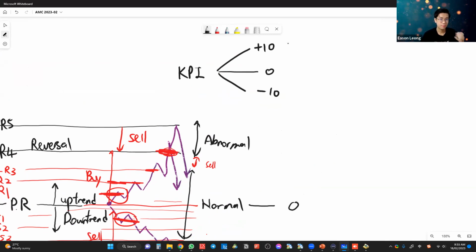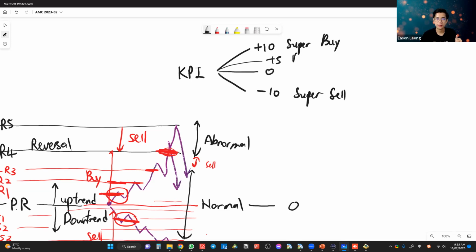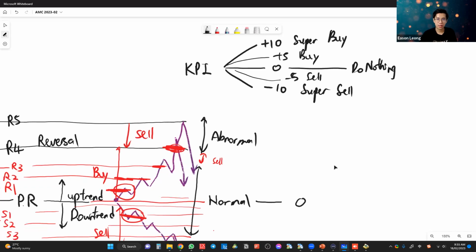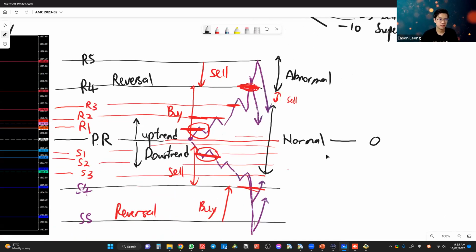Positive means buy, and 10 means super buy. Super good to buy. Must buy already. Negative 10 means super sell. Super good to sell. Somewhere in half will be positive 5, which means okay to buy. And negative 5 means okay to sell. If it's 0, it means do nothing, because you do not know if it goes up or down. So if the price is very, very close to pivot, you don't know what will happen, so you do nothing.